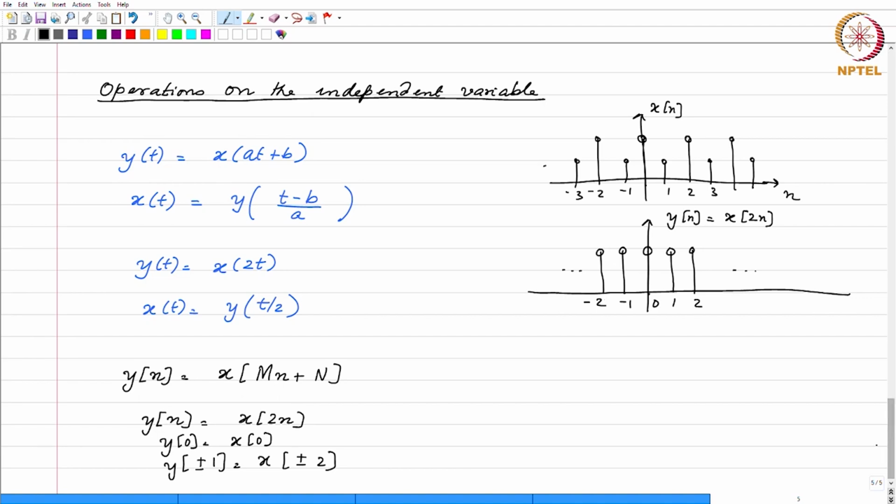All right. Now suppose I have w of n, which has these values.